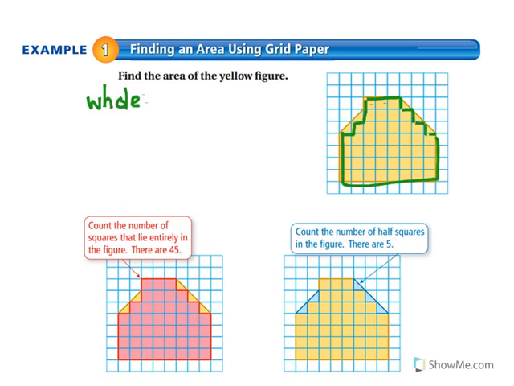I can say 1, 2, 3, and so on, up to 45. So I see there's 45 whole squares. I'm going to put 45 over here.